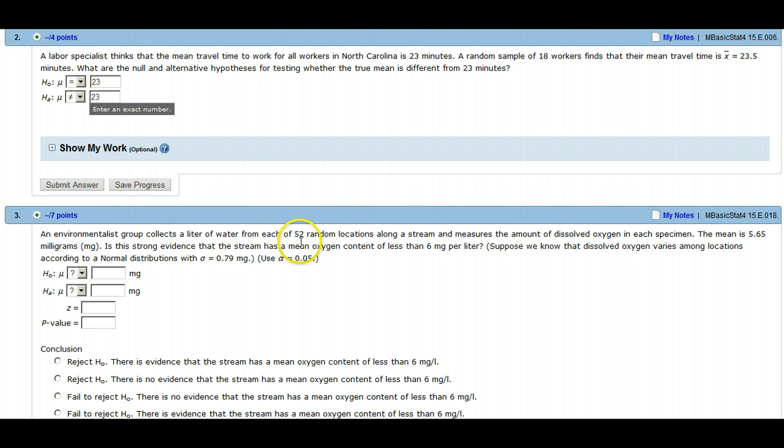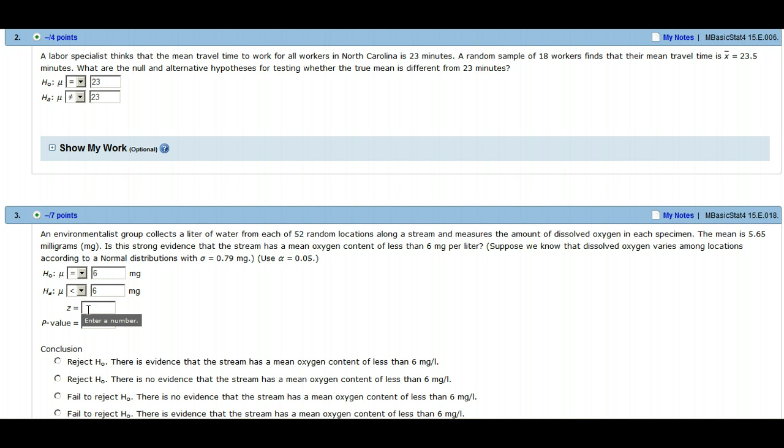So in this case, n is 52, X bar is 5.65, mu is 6, sigma is 0.79. So again, the null hypothesis, H sub 0, is always the equals case. And in this case, it's going to be 6. You do not want to use X bar there. This problem asks, is there evidence that the mean oxygen content is less than 6? So obviously the researcher thinks there's something to indicate it might actually be less than that. So this is going to be a one-tailed test, with the alternative hypothesis being mu is less than 6.